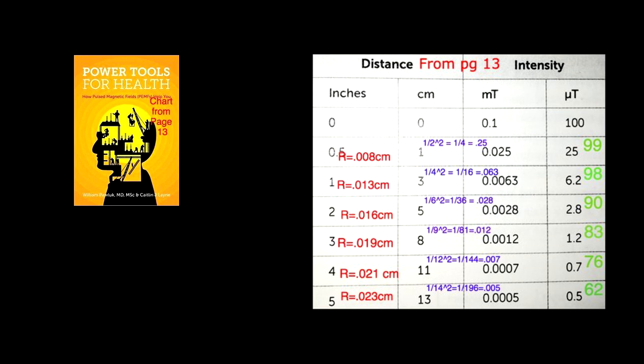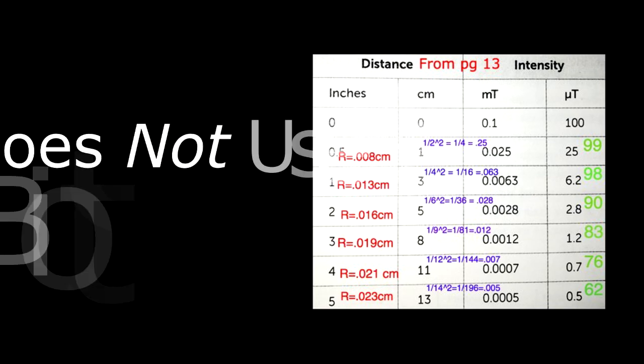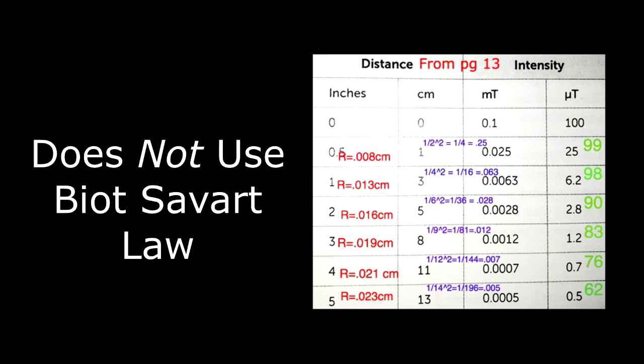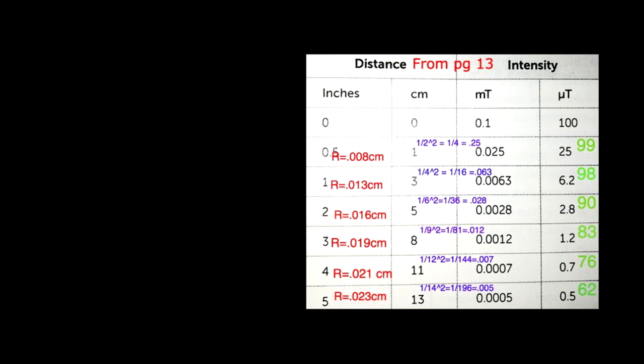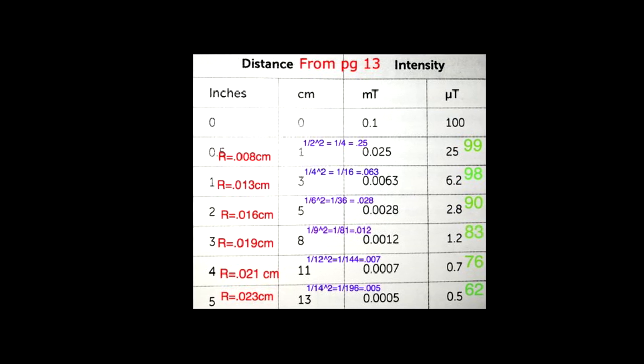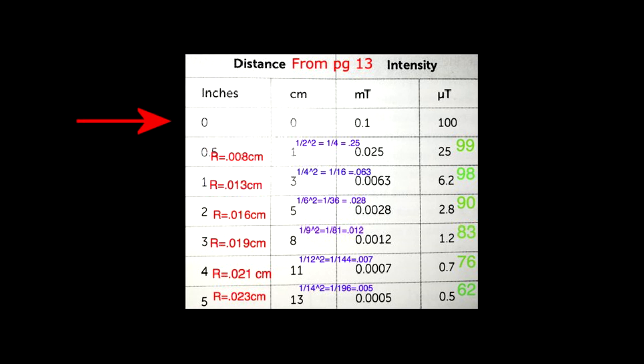So see this chart here, and I'm going to do a separate video on this, but he does not use the Biot-Savart law to get these numbers. He's using a 1 over r squared law, and he's not even using it correctly. You can see that because at 0 inches, remember 1 over r squared is the distance away, 1 over 0 squared is infinity. Remember that from math? So how can you get an intensity at 0 inches away? That's just, again, it doesn't even work.